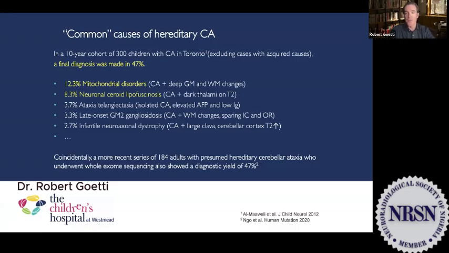Now, what's important to remember is we speak about genetic testing a lot, and even with genetic testing, a final diagnosis was only made in less than 50% in this cohort. This was an older cohort from 2012, but even in a more recent study from 2020, where they looked at 184 adults with presumed hereditary cerebellar ataxia who underwent whole exome sequencing, they only found an actual genetic cause in 47% of cases. So even if you do have access to genetic testing, it will only give you an actual answer in less than 50% of the cases.